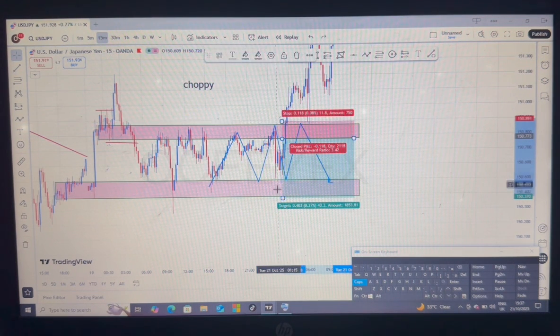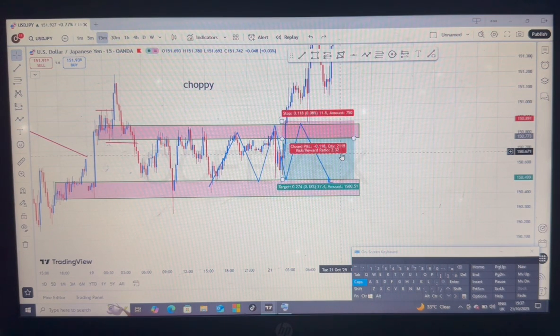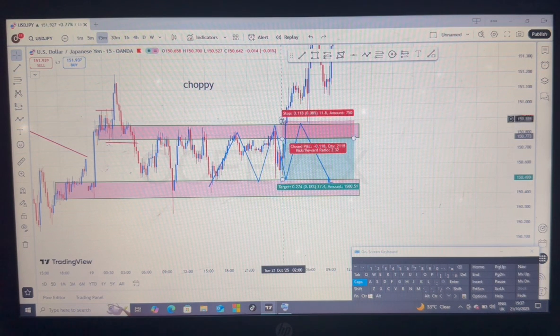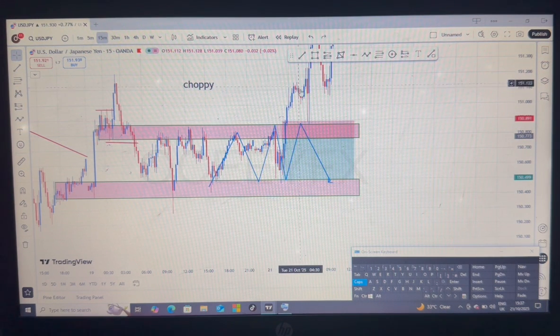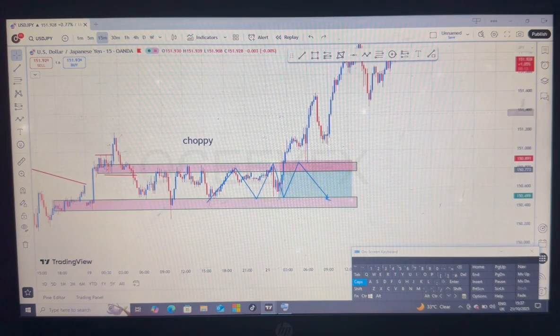Putting your stop loss here, putting your take profit here. It's giving you a good risk to reward ratio, which is 2.32. But look at what happened. The market went up and broke out, showing you a break of structure and showing that the market has changed from a choppy market to an uptrend.